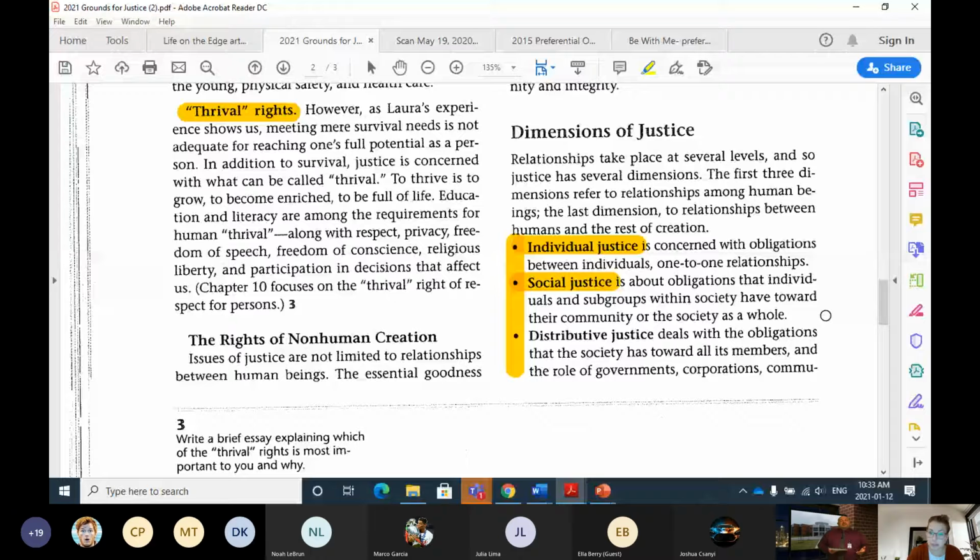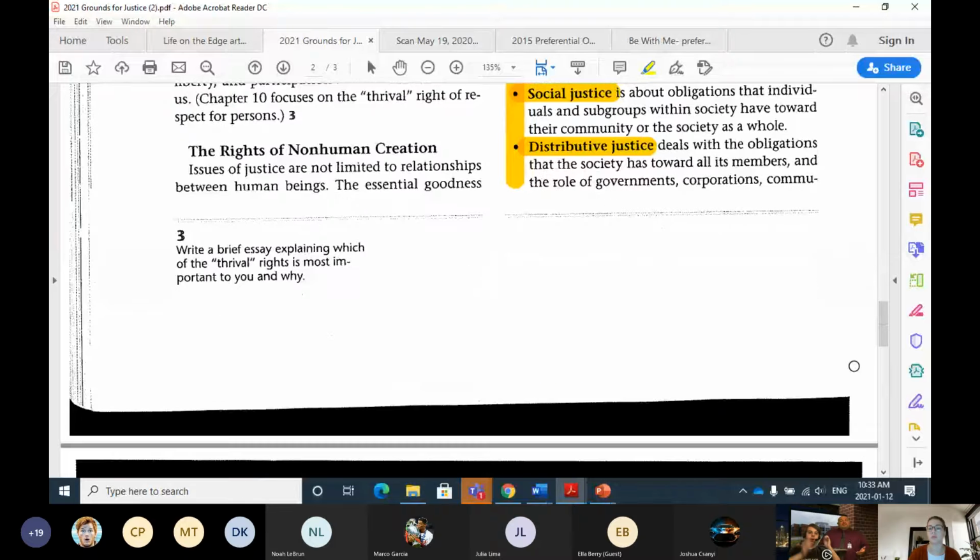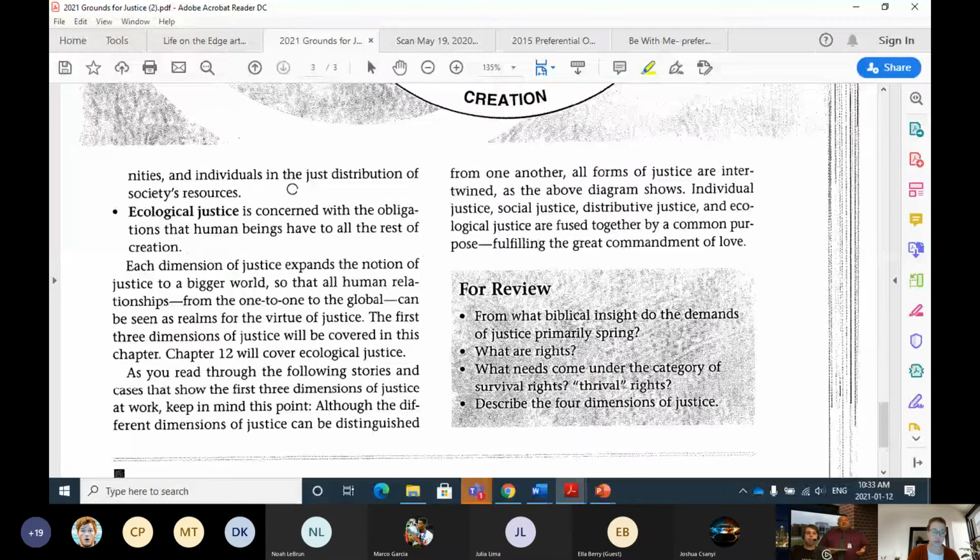Whereas distributive justice deals with the obligations that society has towards its members and the role of governments, corporations, communities, and individuals in the distribution of society's resources. So basically it has to do with being fair with regards to society's resources, right? So one person shouldn't have more access to something in society that is deemed free than anybody else.